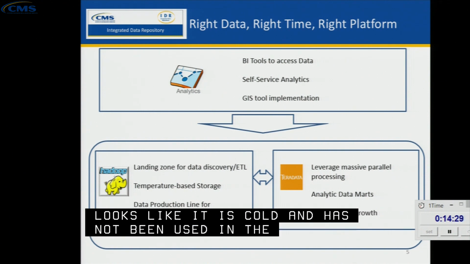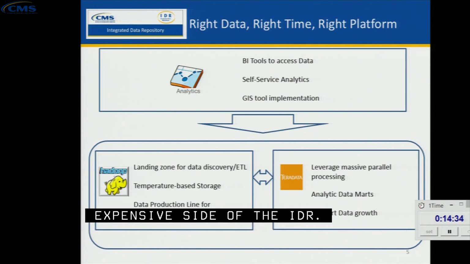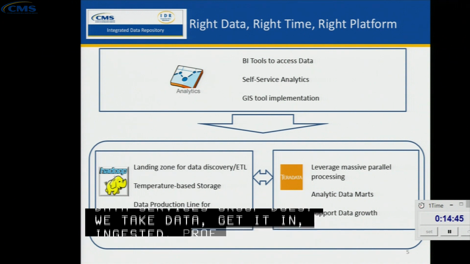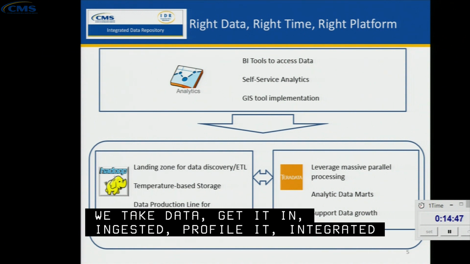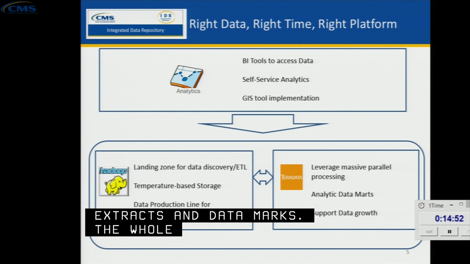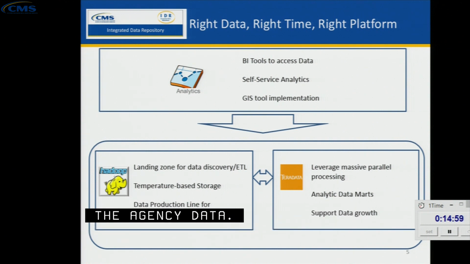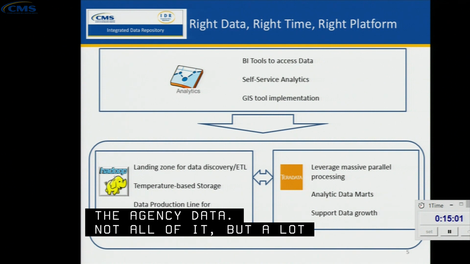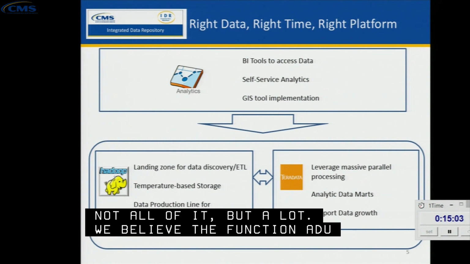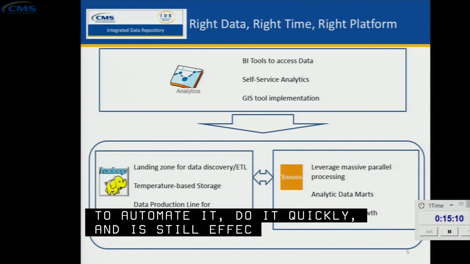And then data production line. I like to use the term data production line to describe primarily what the Enterprise Data Services Group does. That whole production line of data we manage for a lot of the agency's data, not all, but a lot of the agency's data. We believe that a lot of the functions that Hadoop provides will enable us to automate those functions, do them more quickly, in a more scalable, cost-efficient way. So you're going to be seeing us working towards items where as we ingest data, we say, let's not ingest it directly into the Teradata side.